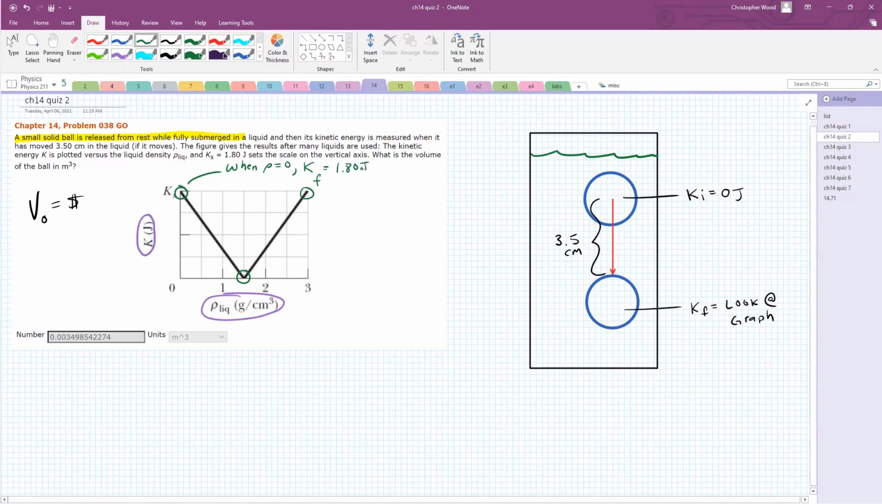So that's the superficial read of this point. Even that's tricky until you just get into the mindset of saying, okay, I'm going to look at everything with both eyes wide open. That's what that point's saying. When rho equals 0, the kinetic energy of this ball after a 3.5 centimeter descent is 1.80 joules. What does that really mean? What does rho equals 0 mean? So you know what this means. This is the ball dropped in a vacuum.